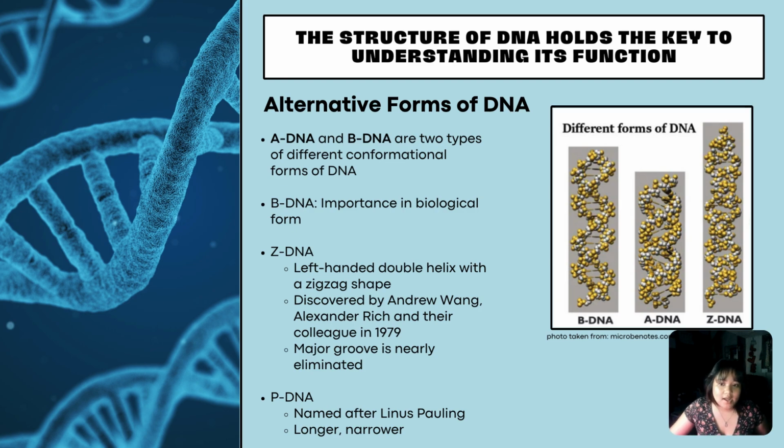With A-DNA, it is present under high salt or dehydration conditions. It is slightly more compact with 11 base pairs, and its diameter is 23 angstrom, which is 2.3 nanometers. So it is also a right-handed helix, but it's shorter, and its orientation is somewhat tilted and displaced laterally in relation to its axis. The next one is Z-DNA, which was discovered by Andrew Wang and Alexander Rich and their colleagues in 1979. Z-DNA is a left-handed helix. It has 18 angstrom in diameter, which is 1.8 nanometers, and it contains 12 base pairs. It is assumed to have a zigzag conformation of the backbone, and its major groove is nearly eliminated.